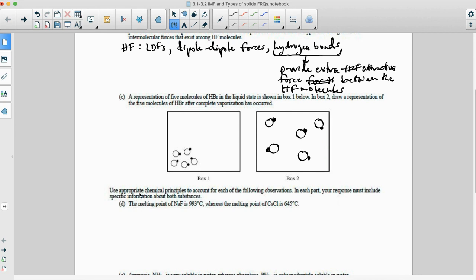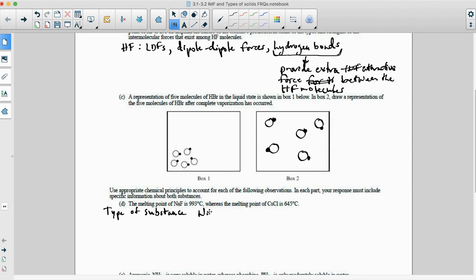All right, part D, it says use appropriate chemical principles to account for each of the following observations. In each part, your response must include specific information about both substances. So here in part D, it says the melting point of NaF is 993, whereas the melting point of CsCl is 645. Another thing you should always do besides listing the forces, in this problem and in all problems, we probably should have done it at the beginning too, is classify the type of substance.